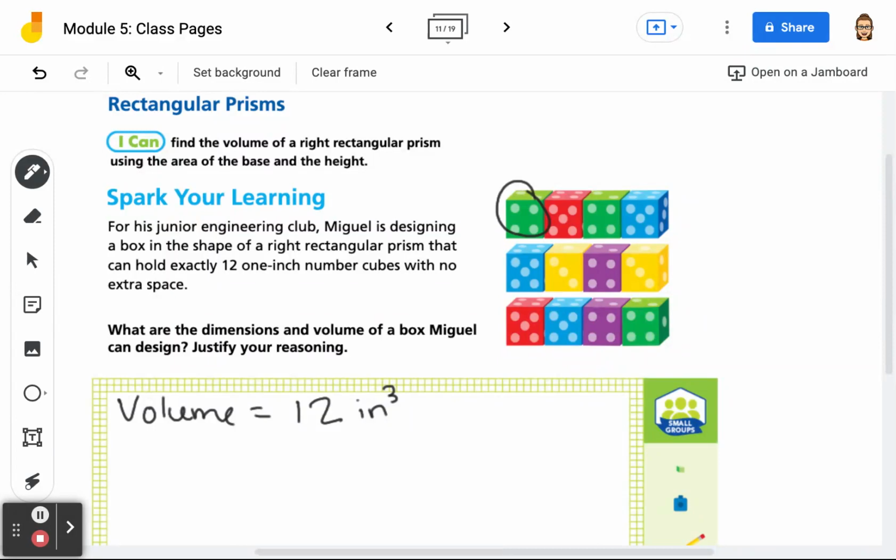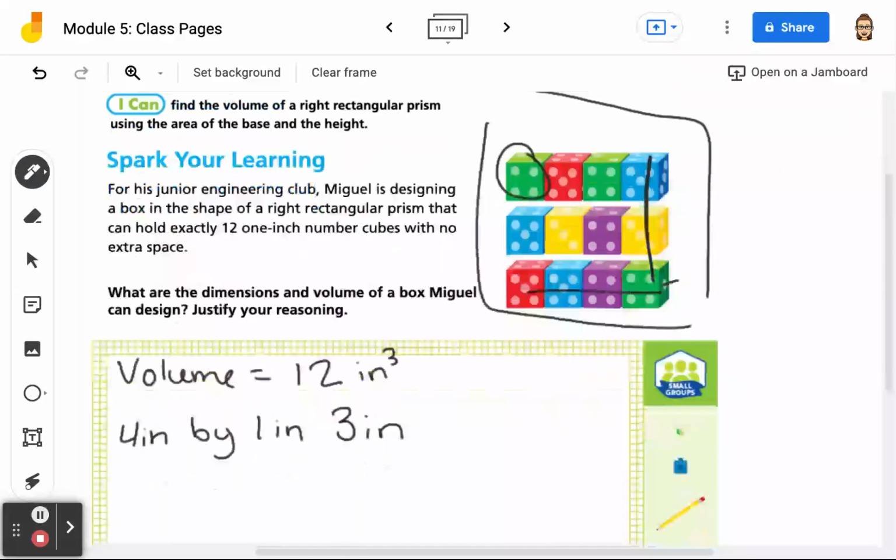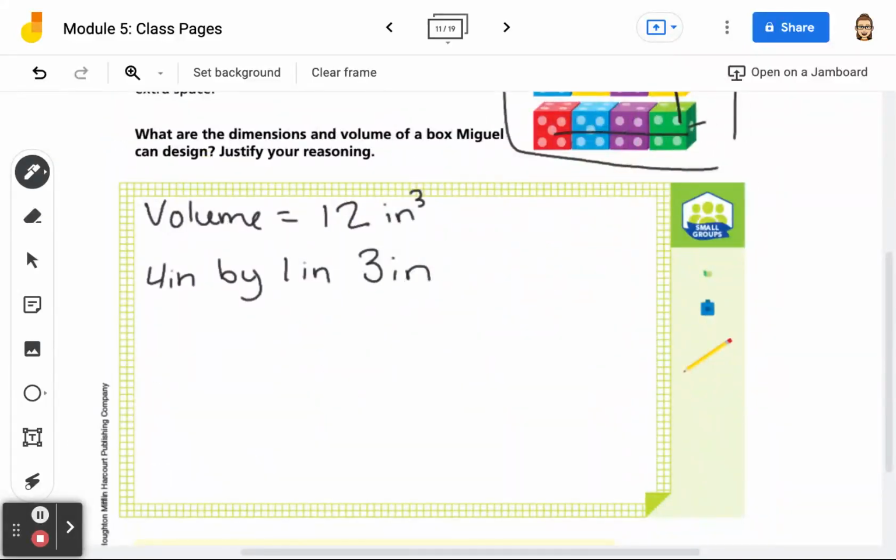If we want to figure out the dimensions, there are a couple of different things we can have. We can look at this picture here and think, well, if we just stacked them, we're going over 4, so that would be 4 inches by going back 1 inch, and the height would be 3 inches. So that would be a possibility.